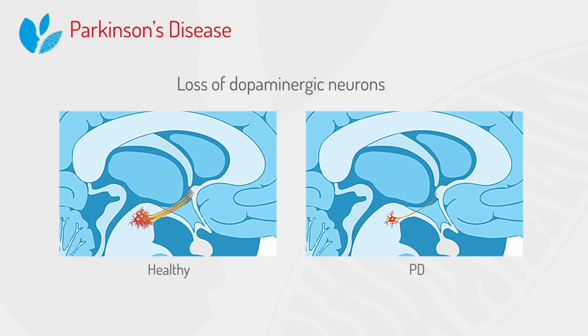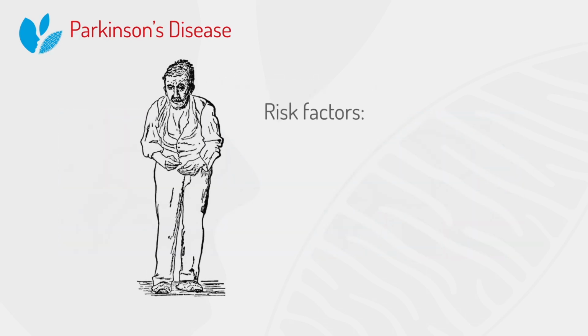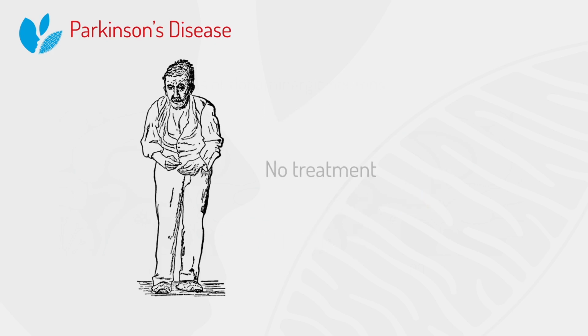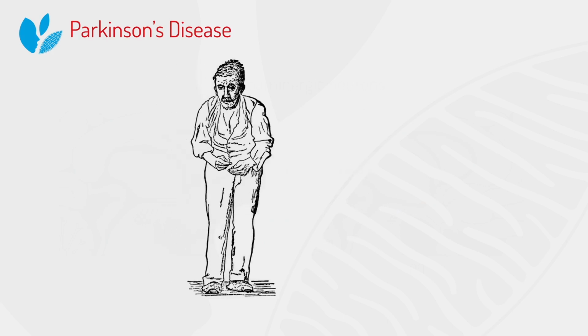There are known risk factors that increase the chances of developing the disease, such as age, environmental factors, and genetics, where mutations in specific genes can lead to the onset of the disease. And these are the ones we are focusing on in this part of the project. It is important to mention that there is currently no treatment that cures or stops the progression of the disease.